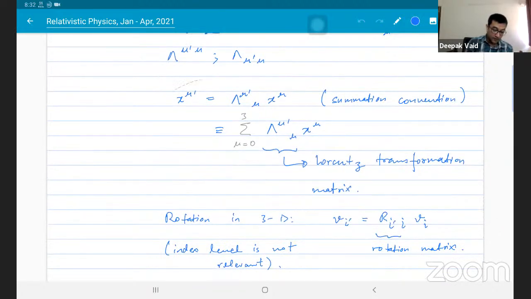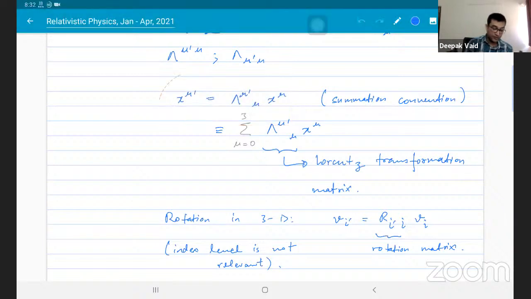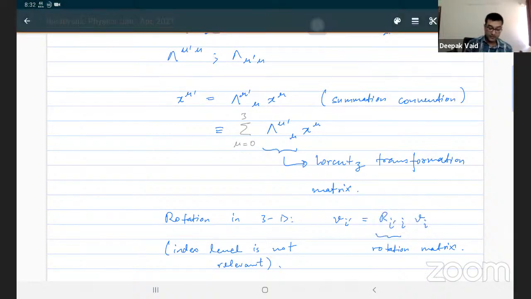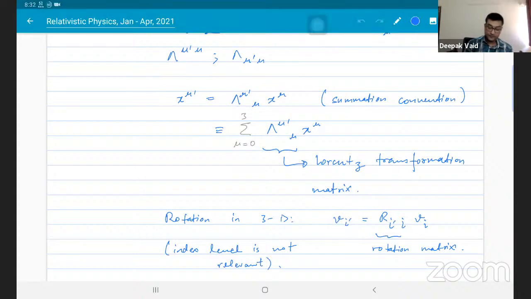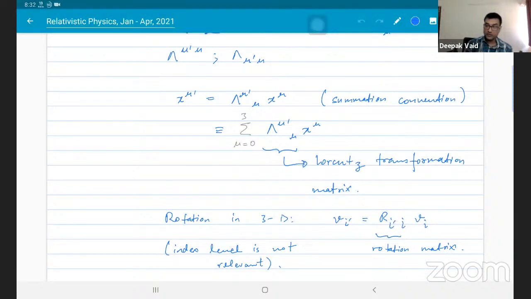So when you apply a Lorentz transformation on a 4-vector, the new vector can be written in this way. This is exactly the same as applying a rotation to a 3-dimensional vector. You have a rotation matrix, you multiply it by a vector v_i, you get another vector. And when you do this multiplication, it's a linear algebra operation, so there are 2 indices which are summed over. So we again use the summation convention.